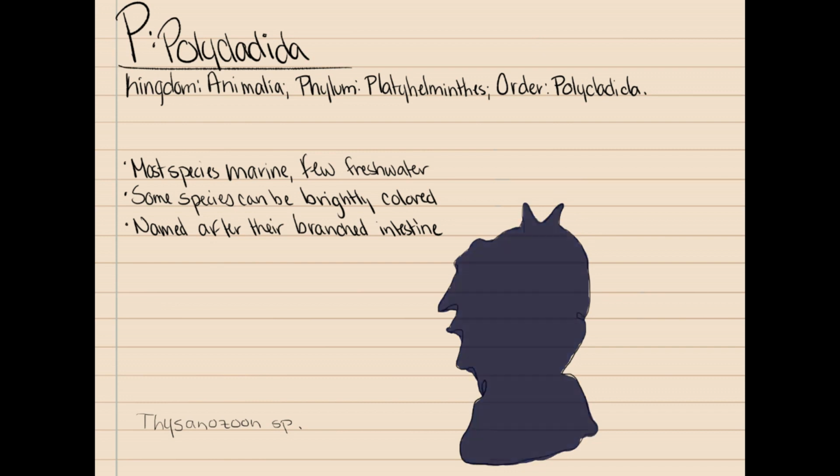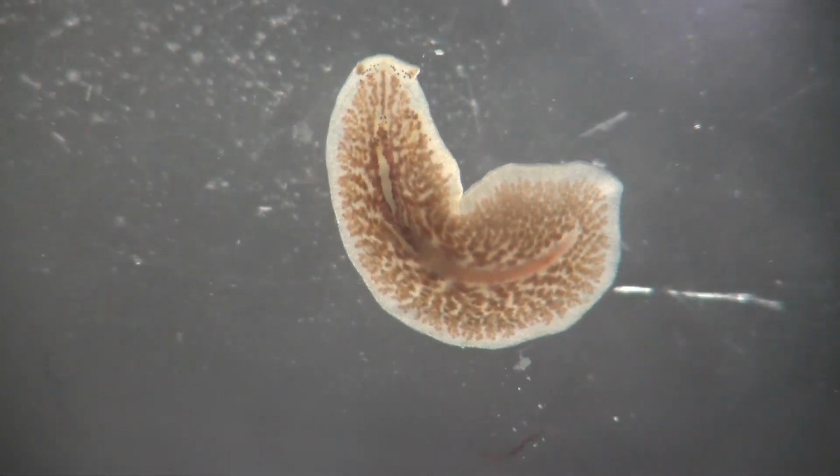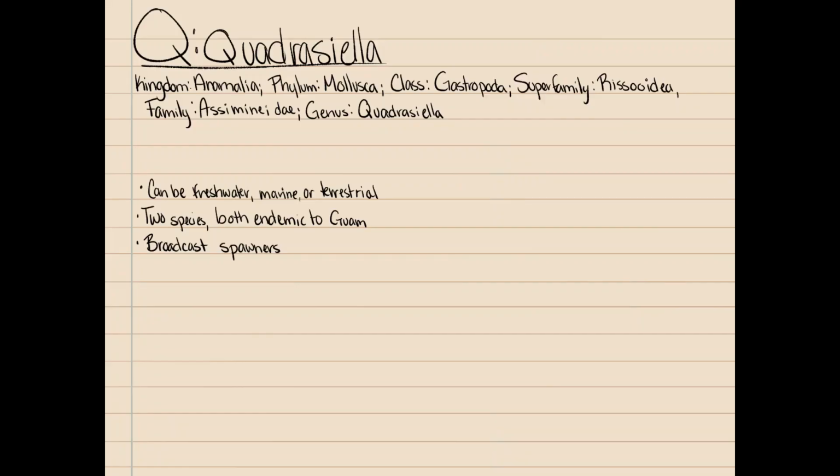P is for Polycladida, which are flatworms that can be quite colorful. They're named after their branched intestines. Here's a video for you.